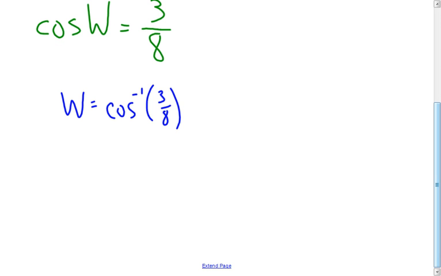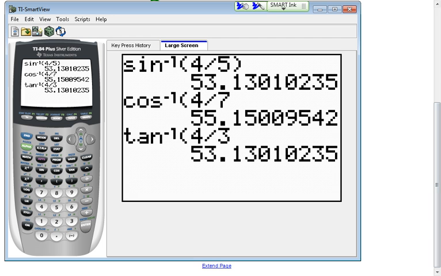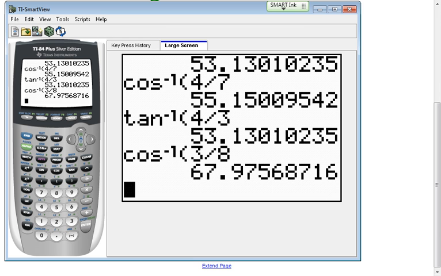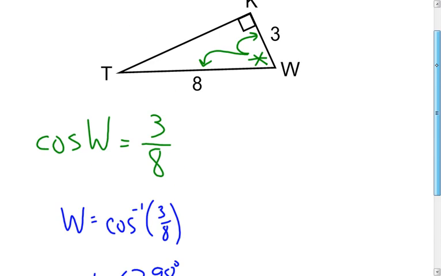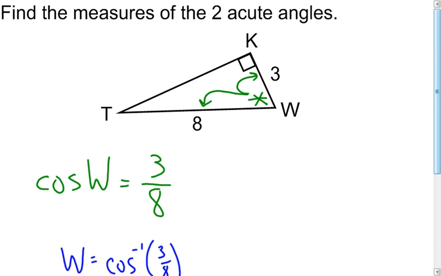Go to my calculator, push second, push cosine, 3/8, push enter, and I find out the measure of that angle is going to be approximately 67.98 degrees. There's the measure of angle W. I come up here, I'm going to get rid of all this stuff. I have an angle that's approximately 67.98 degrees.